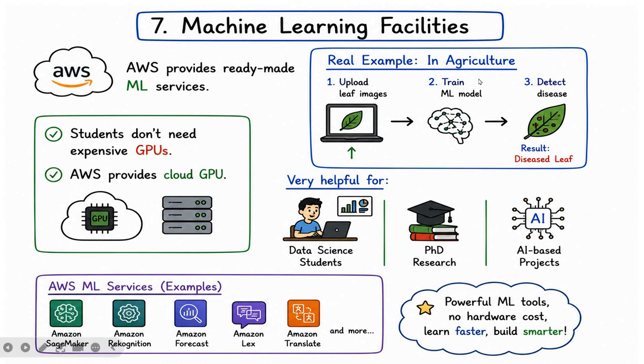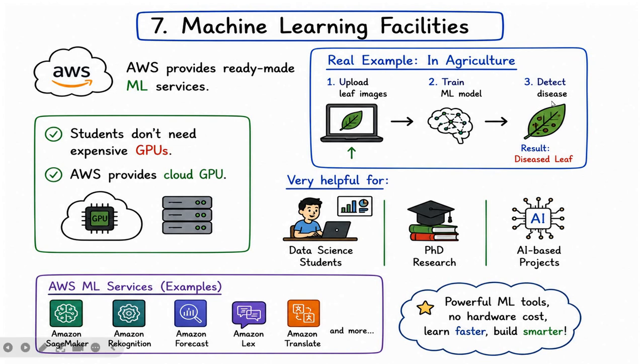In step 2, after uploading the images, the machine learning model is trained. Training means teaching the computer to recognize the disease patterns. Now the ML model analyzes the leaf color, texture, spots and damaged regions, and it learns the difference between healthy leaves and diseased leaves. Training AI models requires very high processing power, large memory and GPU acceleration, whereas AWS provides this infrastructure through the cloud servers.